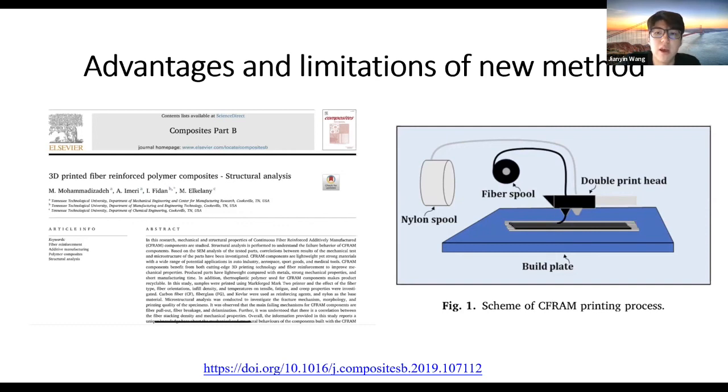Yet we do notice that there are some limitations and disadvantages brought by the new 3D printing of reinforced polymers. But I personally believe that currently this process would be the most efficient way to produce and to generate new material compared with other 3D printing processes.